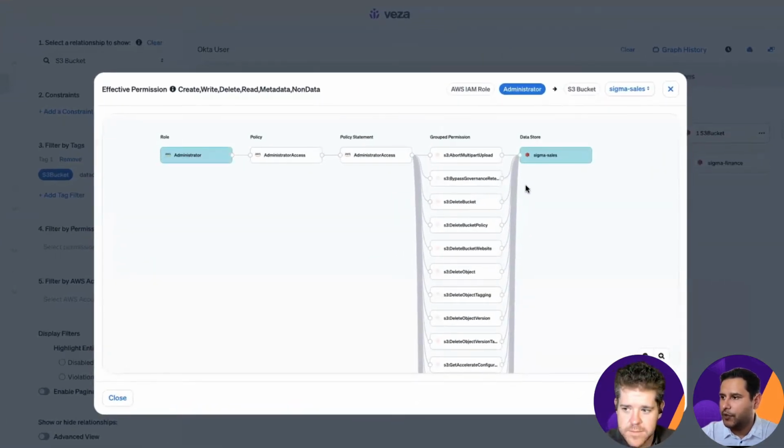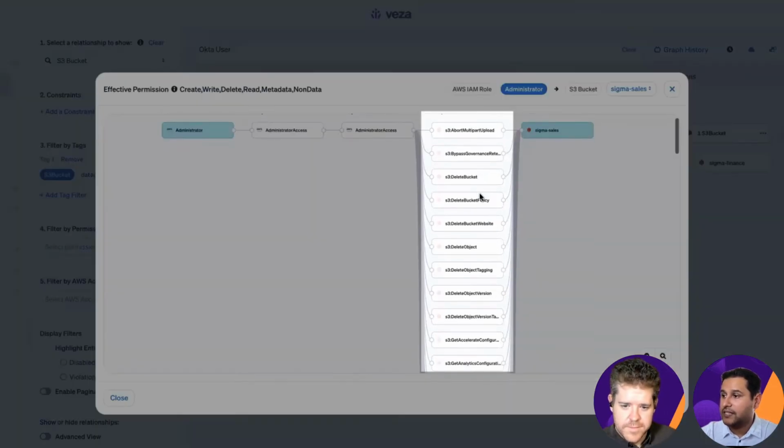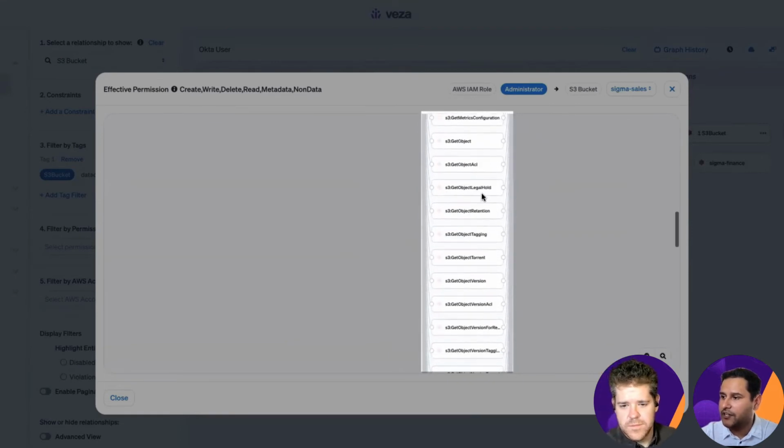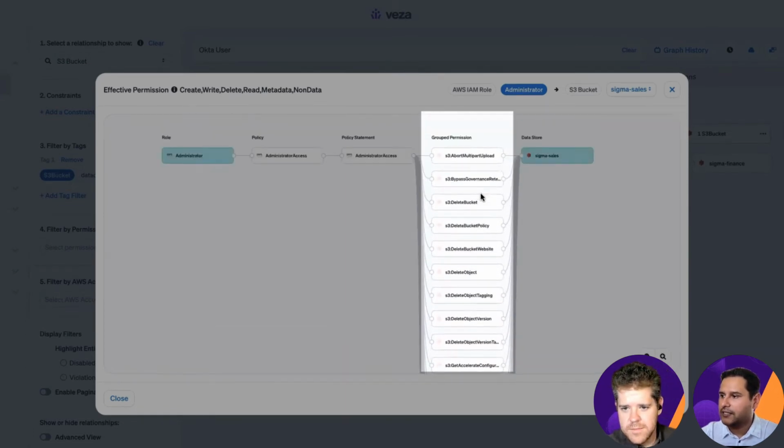And then seeing the native permissions that exist within AWS. Now this can be really difficult for a person that's not familiar with AWS native permissions, because what we have here is quite literally hundreds of permissions that Veza then boils down into: can the user create, read, update, and delete?